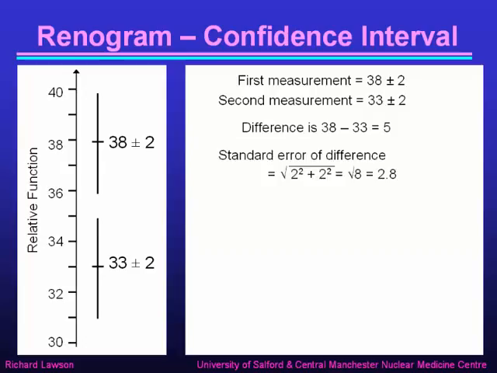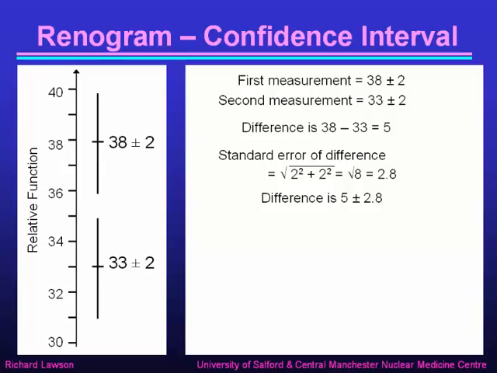But the standard error of that difference, remember, we take the standard errors squared and add those. So the standard error of the first measurement is 2, and the second is also 2. So 2 squared plus 2 squared is 4 plus 4, which is 8. The square root of 8 is 2.8. So the standard error of the difference is 2.8. So the difference is 5 plus or minus 2.8, and we want to know if that is compatible with 0.